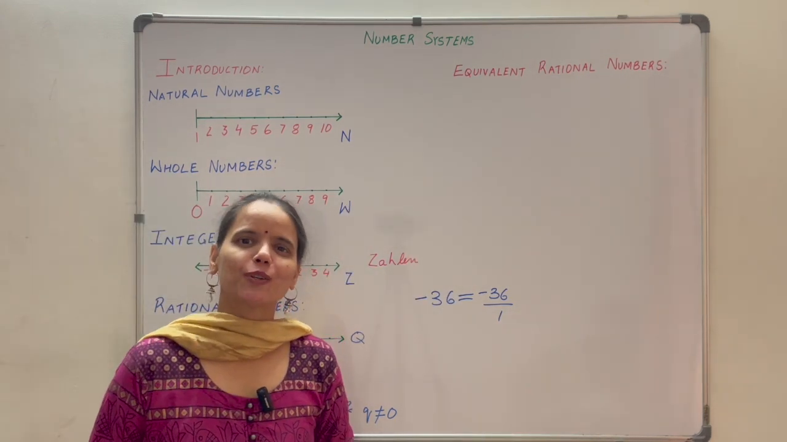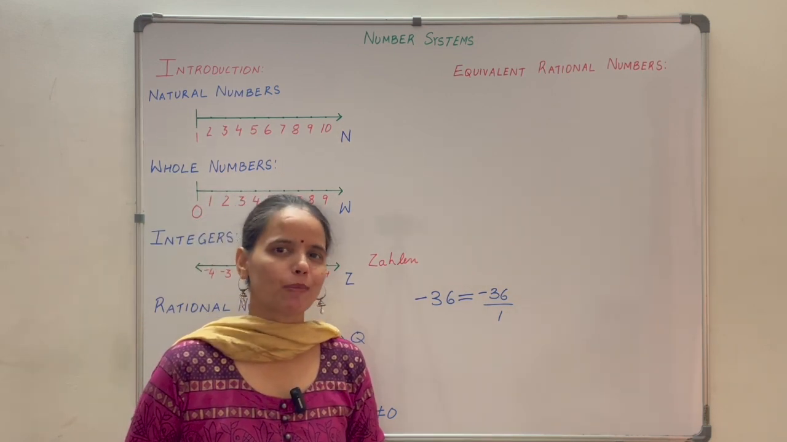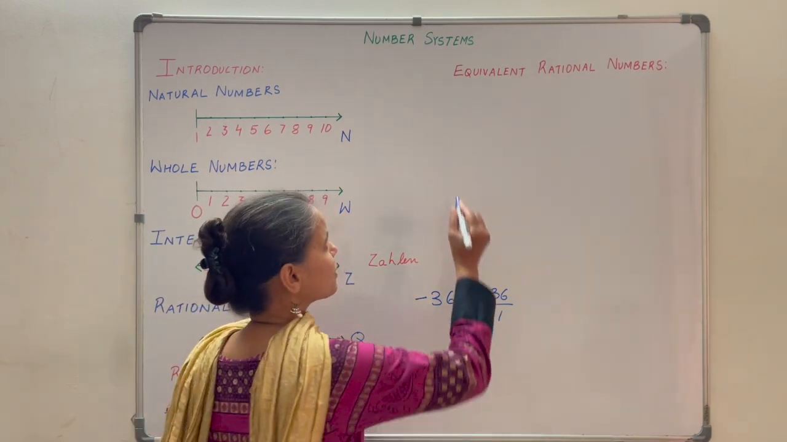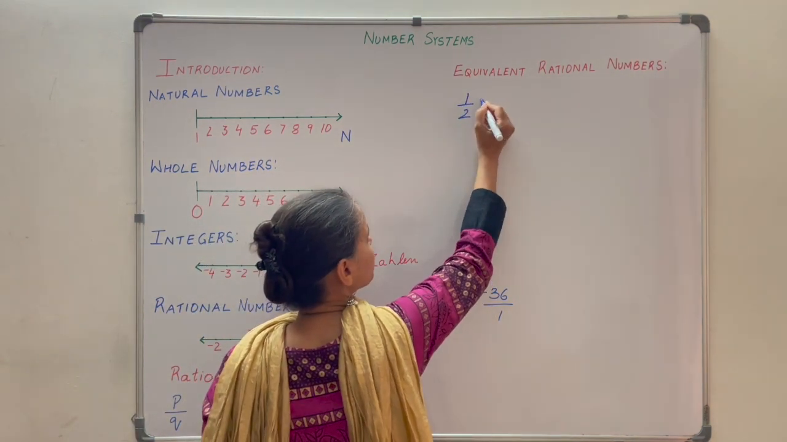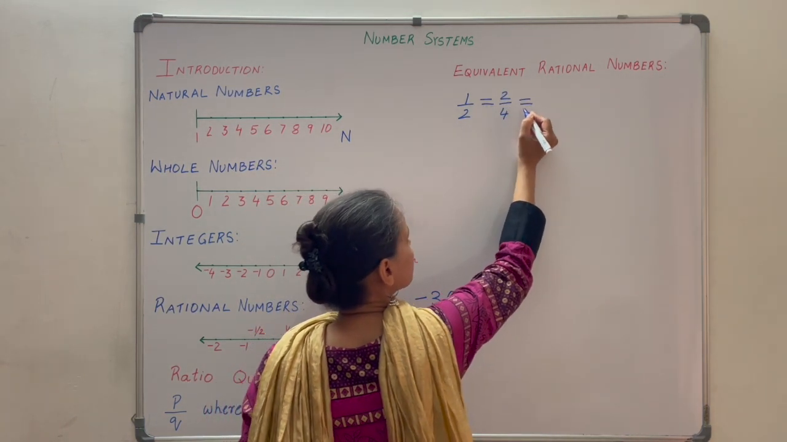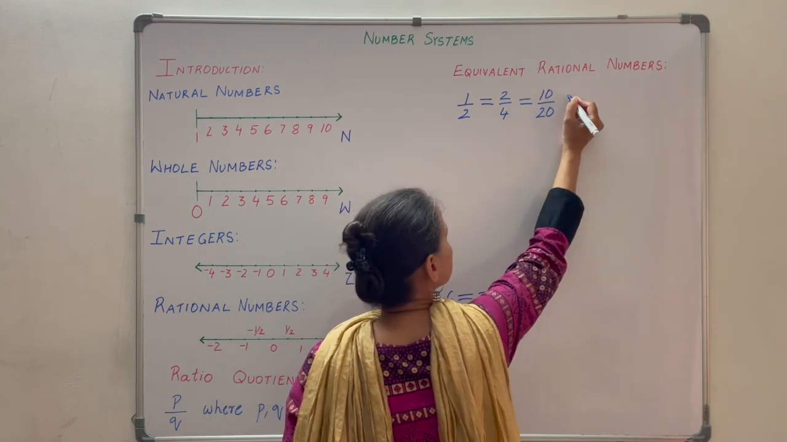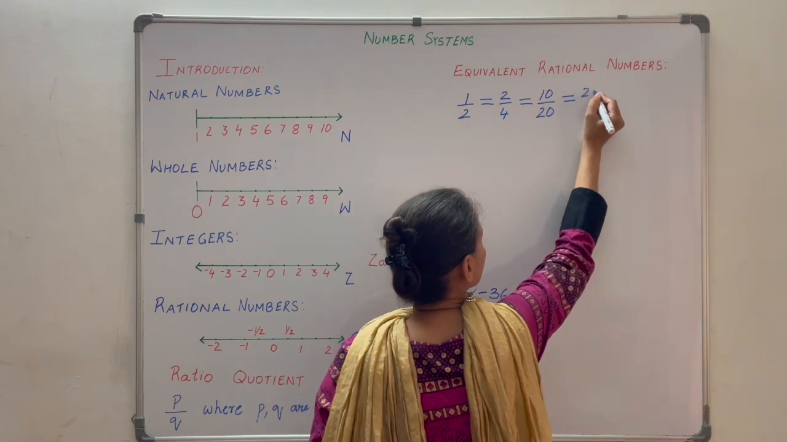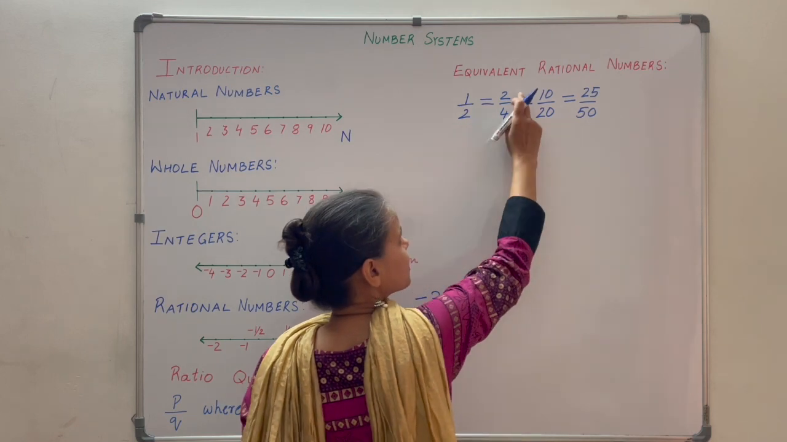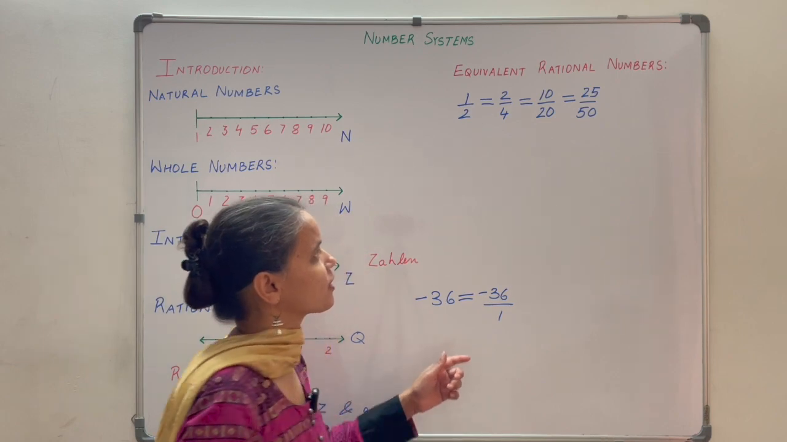Equivalent rational numbers. You can obtain equivalent rational numbers by multiplying or dividing both numerator and denominator by the same number except 0. For example, 1 by 2. If I multiply both numerator and denominator by 2, then I get 2 by 4. If I multiply both by 10, then I get 10 by 20. If I multiply both by 25, then I get 25 by 50. So all these numbers, 2 by 4, 10 by 20 and 25 by 50, are equivalent rational numbers for 1 by 2.